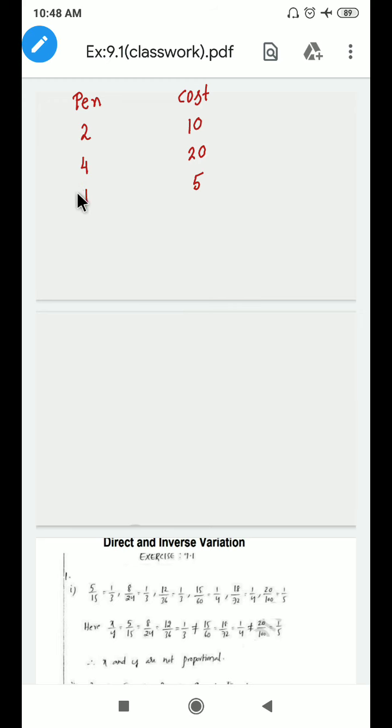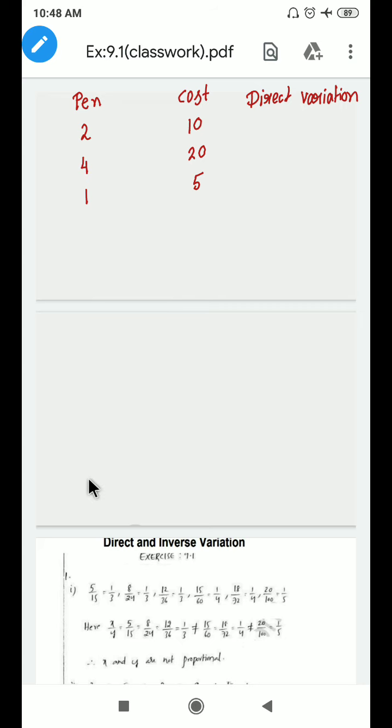When the number of pens decreases, the cost also decreases. If one increases and the other also increases, and one decreases and the other also decreases, this type of variation is called direct variation. Clear? Now let's go to inverse variation. This is called direct variation.